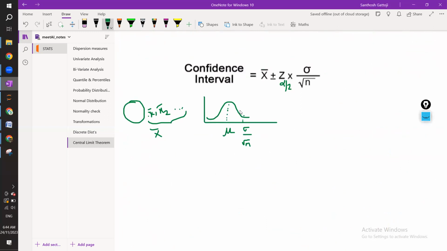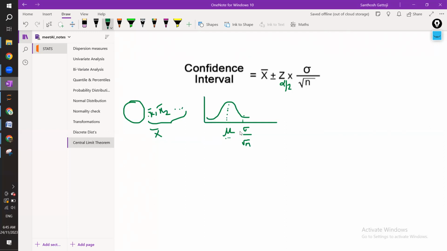Now, listen carefully. Our goal is to capture the population mean. We are saying the sampling distribution mean is almost equal to the population mean. But since we don't want to go with a single point estimate, we will give you a range, which is called the confidence interval. That part we are good with till yesterday.